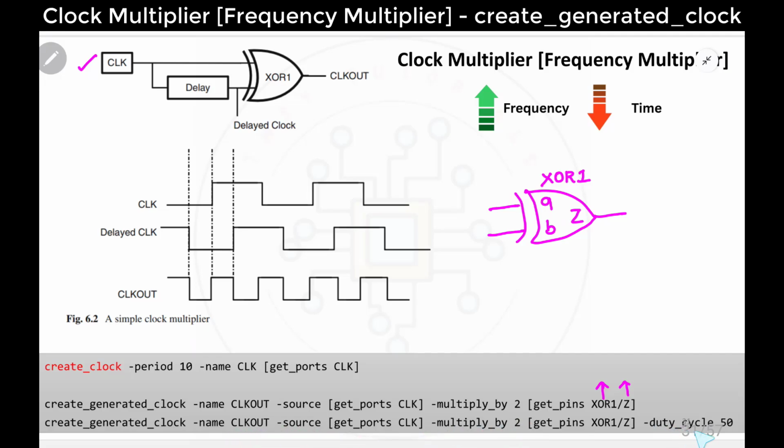Everything will be the same, followed by the hyphen duty_cycle switch. Here I'm taking duty cycle as 50%. Duty cycle means the time period for which it is on divided by the total time period. It will be equally on and equally off. This is the on time period, this is the off time period. So this is how we write the create_generated_clock constraint for a clock multiplier.